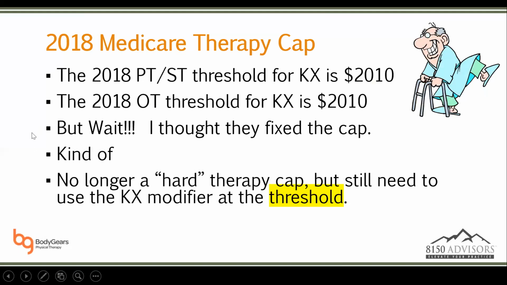Because we want to make sure that you're continuing to provide services that are medically necessary. So basically, you're going to do what you've been doing for years. Put the KX on the claim if you're going to continue to treat the patient past the 2010 mark, and you should if they continue to have medical necessity. Put the KX on the claim, file the claim, and make sure you're documenting that the patient continues to have medical necessity.